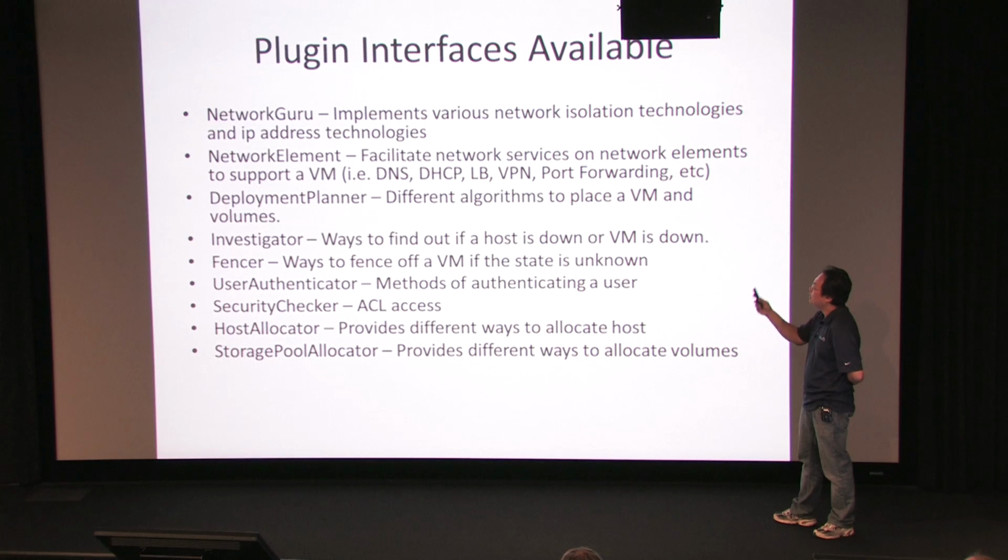So these are the things that are available today to implement specific functionalities that CloudStack needs. As I said, a network guru implements the network isolation. It understands what the physical network is and how to do isolation on that physical network, and what the IP addresses are that can be used and issued. A network element helps with the network services available to the VMs, things like DNS, DHCP, load balancing, VPN, port forwarding, and there's actually much more. So, for example, our NetScaler would be implemented as a network element, and that only supports load balancing today. And more features can be added on top of that.